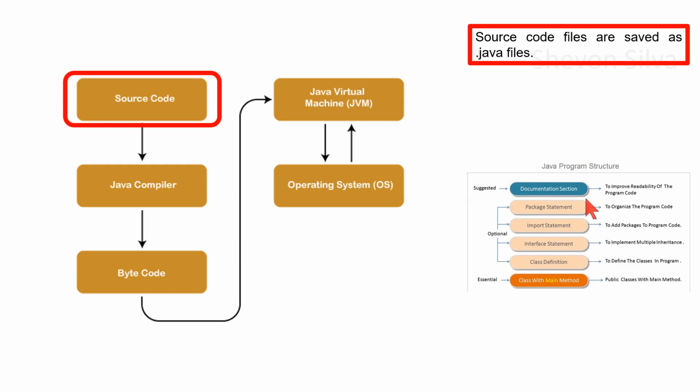There can be sections: documentation section to improve readability of the program code, package statement to organize the program code, import statement to add packages to program code, interface statement to implement multiple inheritance, class definition to define the class in program, class with main methods, those are package classes, public classes with main method. Class with main method is generally essential in source code.